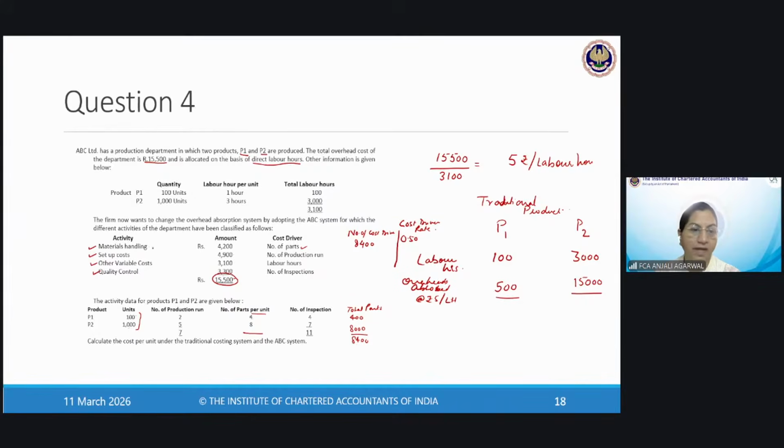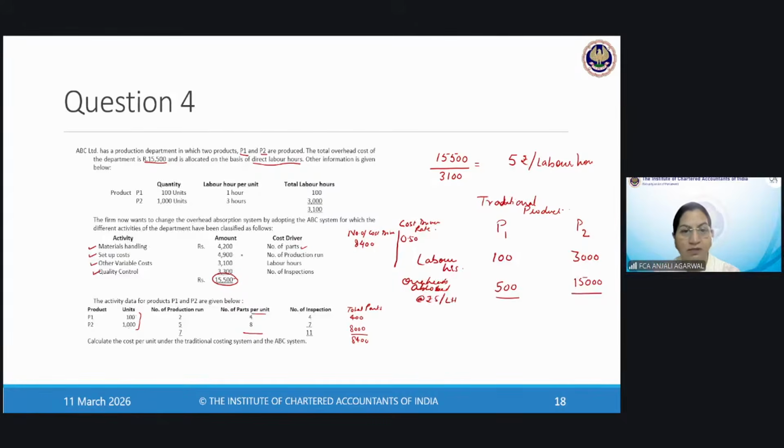All right, so you have the activity, you have the amount, you have the cost driver, and the number of times the cost driver was used is 8,400 because it is parts. And number of parts are not given in totality, they are given per unit. 100 units of P1 is made. So 100 into 4 and 1000 into 8, 8,400 parts. So when 4,200 is divided by 8,400, the cost driver rate comes out to be 0.50.